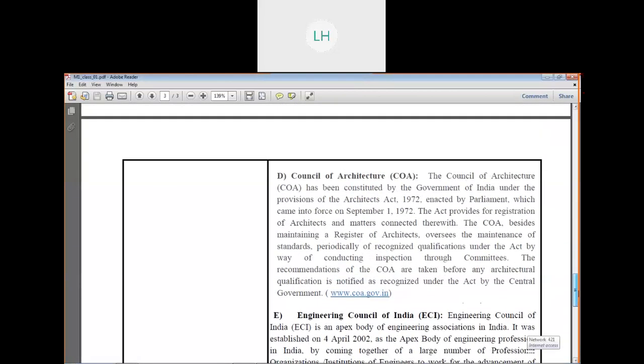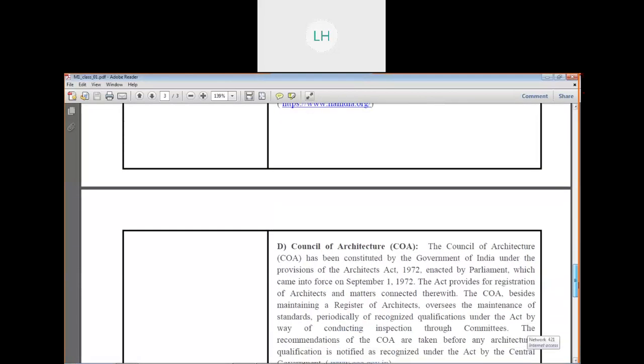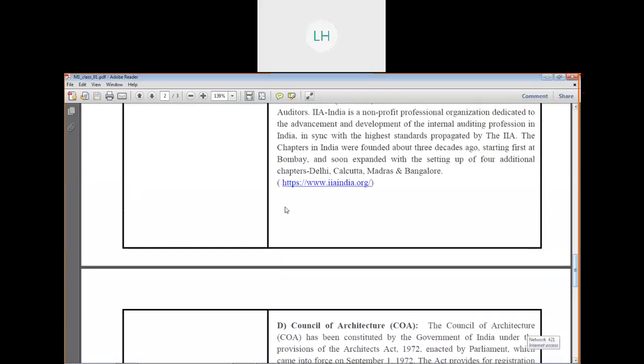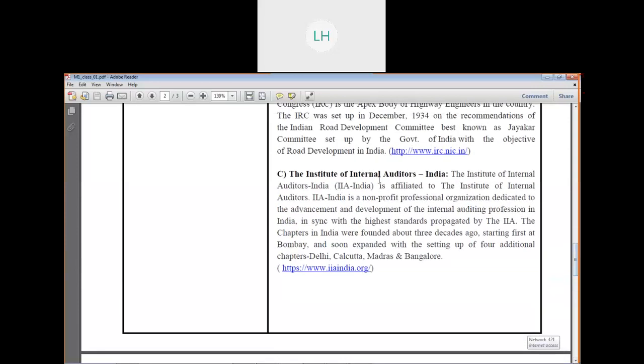And yeah, the next one is the Council of Architecture, in short COA. Okay, I forgot this one. This is the homepage of the Institute of Internal Auditors. You can go to this homepage for more details.